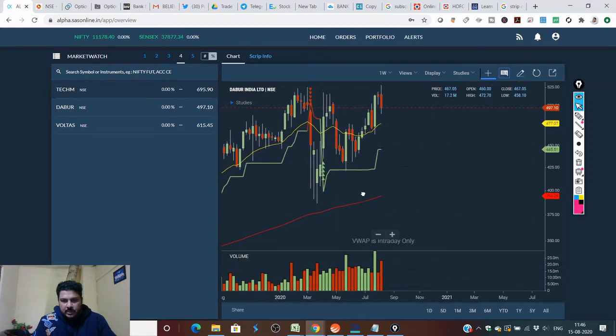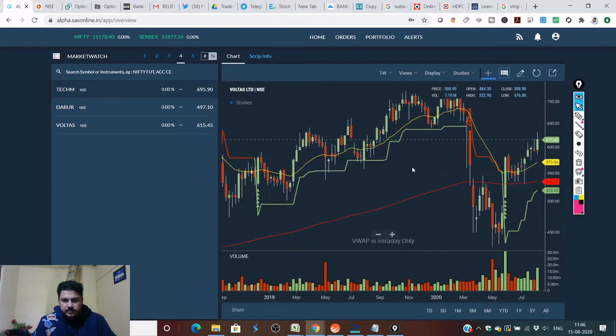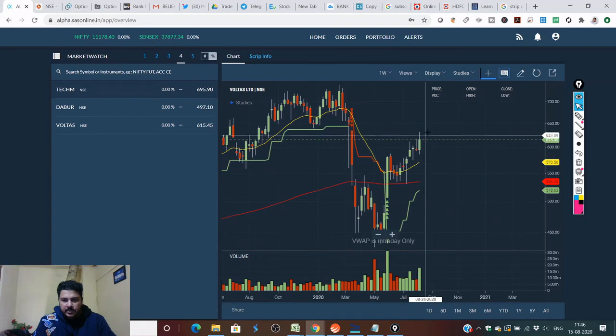Dabur has come down a little bit from these levels, but again you can accumulate till the time the direction of the 20 is towards up. Voltas still is good uptrend, so you can hold on to this. So I've added this to my portfolio as well.